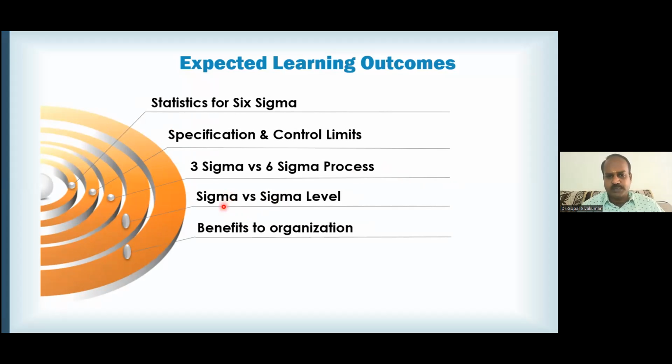So in the process, you will clearly understand the difference between sigma and sigma level. Sigma is a statistical term called standard deviation. How much deviated you are from the center value, that's called a deviation. And standard deviation is represented by the Greek letter sigma. And then sigma level, a measure of process capability. And then what will be the benefit of having a higher sigma level to organizations and everyone. So this is what we are going to learn in this session.